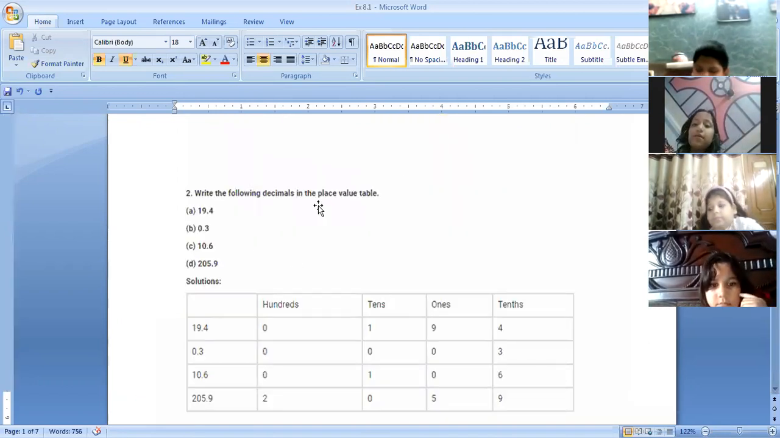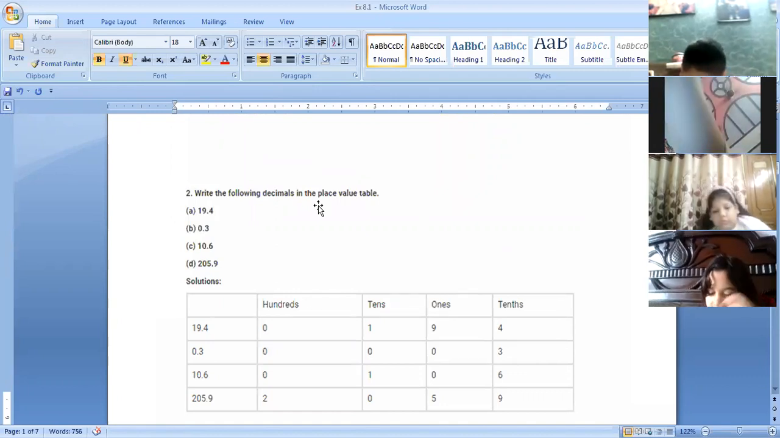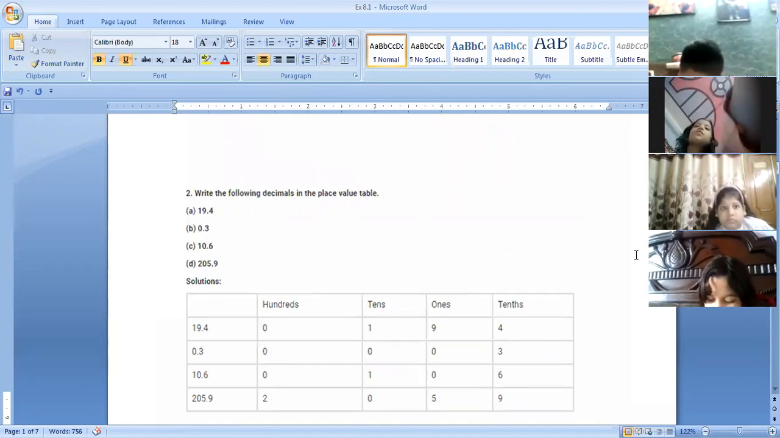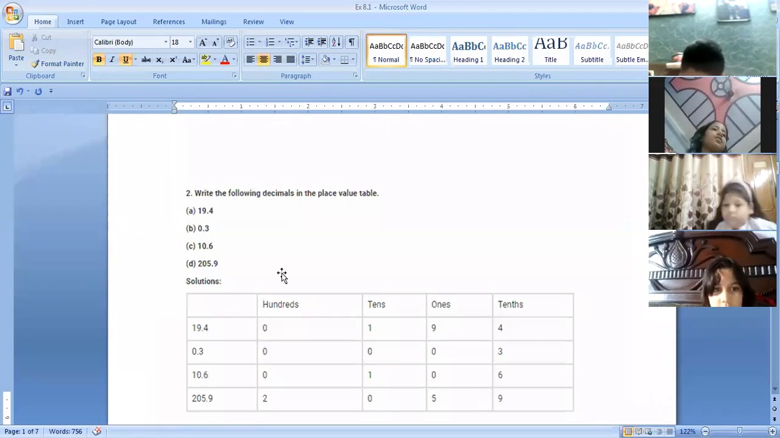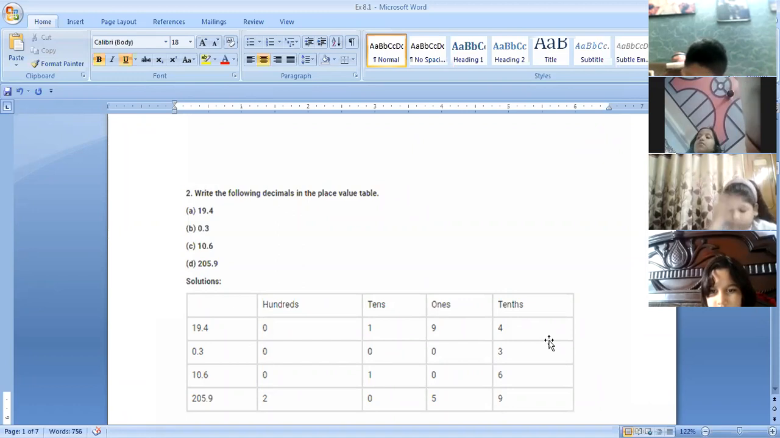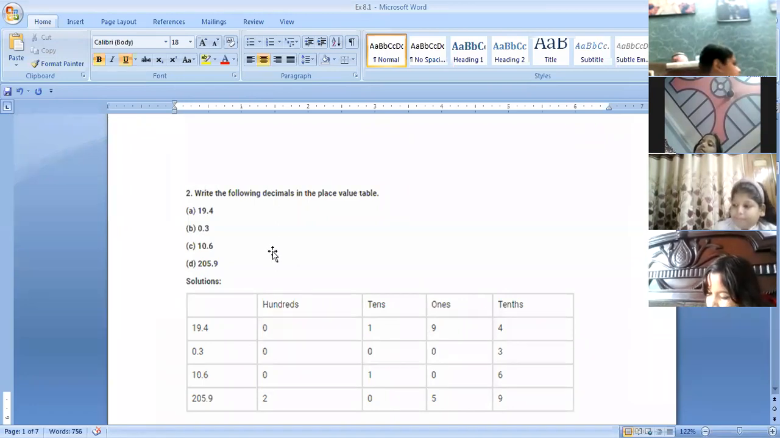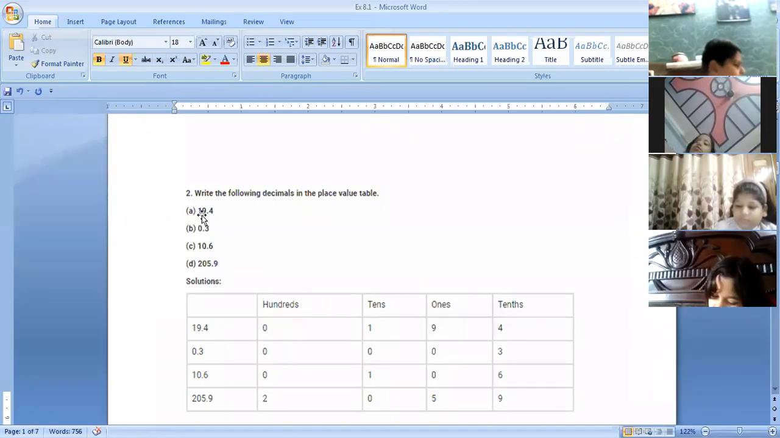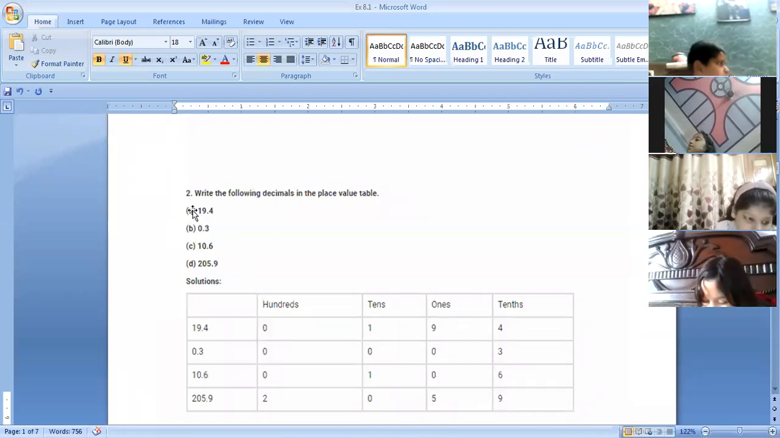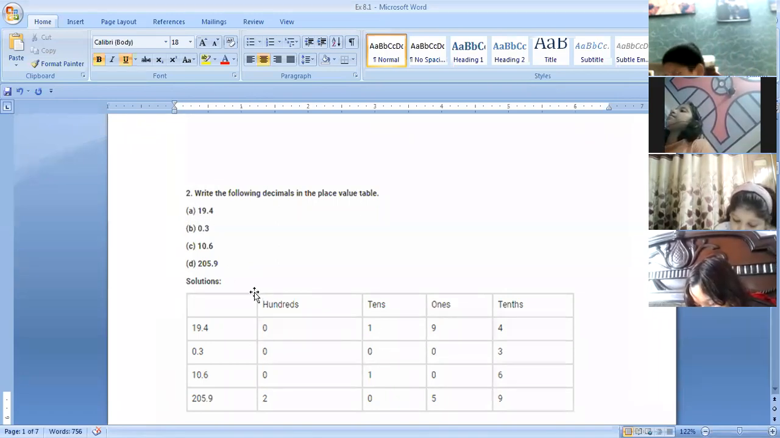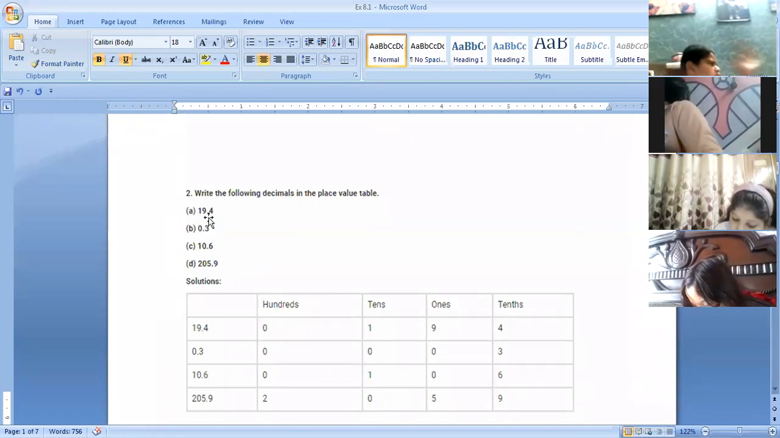Now let us understand the second question. In the second question, you have to do it in your notebook. In this you have to make a place value table. Write the following decimals in the place value table. So make a place value table like this: hundreds, tens, ones and tenths place. As you can see, 9 is at the ones place, so we are writing 9 at the ones place. 1 is at the tens place, so we are writing 1 at the tens place. After the 9, this dot is known as a decimal.